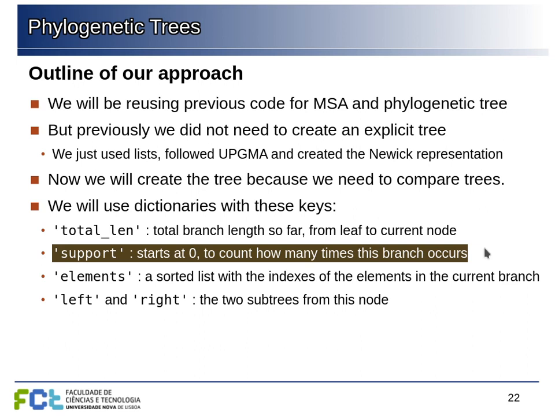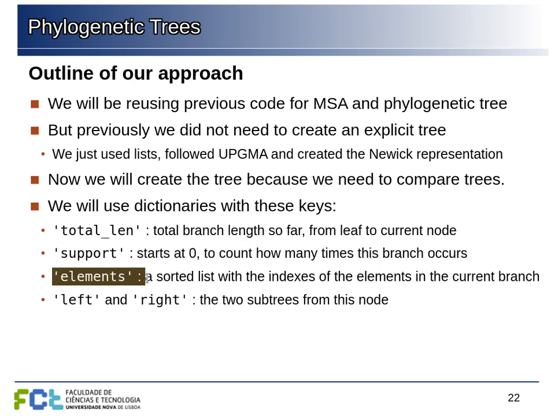So if support is equal to the number of replicas, this means we found that particular grouping on all trees in all the replicas. If it's smaller than that, then it means we only found it in a few cases. Elements will be a sorted list with the indexes of all the elements in the current branch.